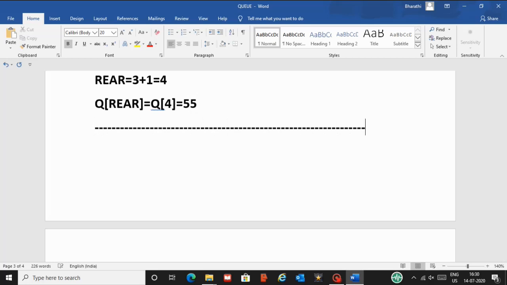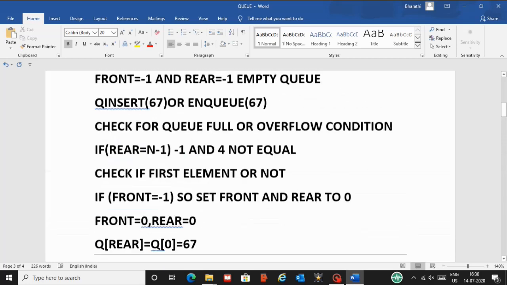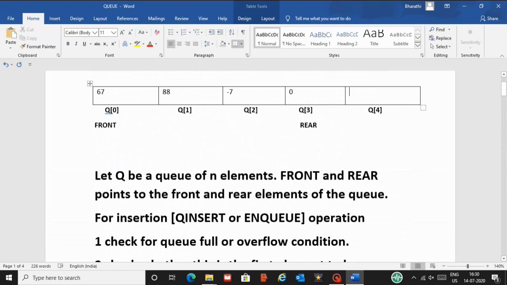We'll go up. So rear is pointing here. Now what did I do? I made rear point to this location, and I inserted 55 here. So you can see, when the queue is full, rear is pointing to n minus 1 and I have not deleted any element from the queue. So front is 0 only, rear is n minus 1. If I have to insert one more, there is no place.